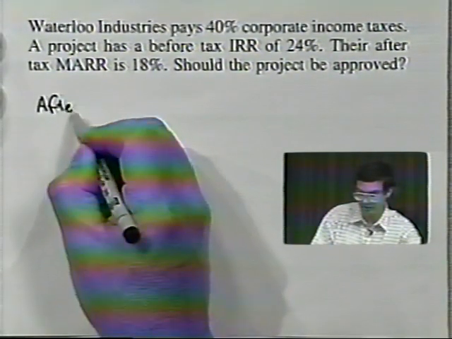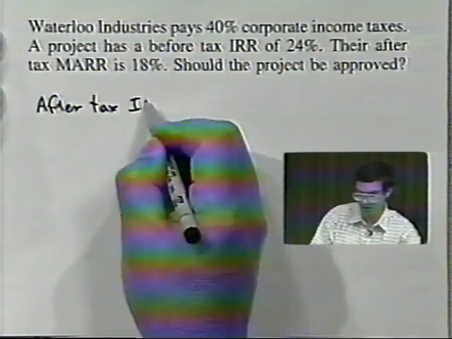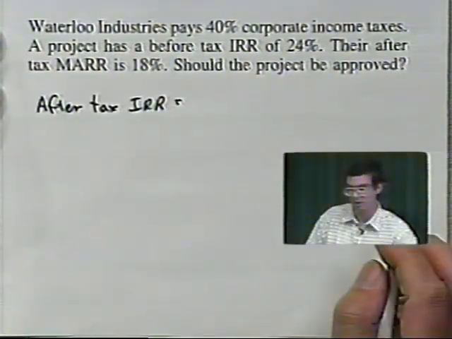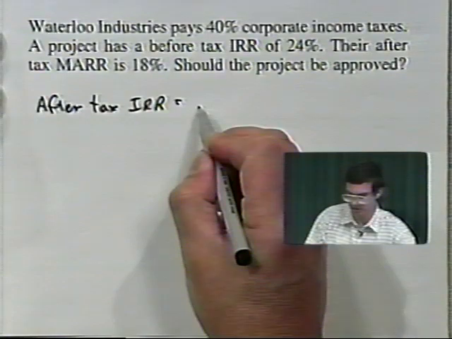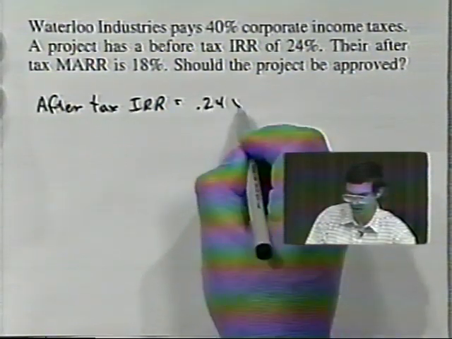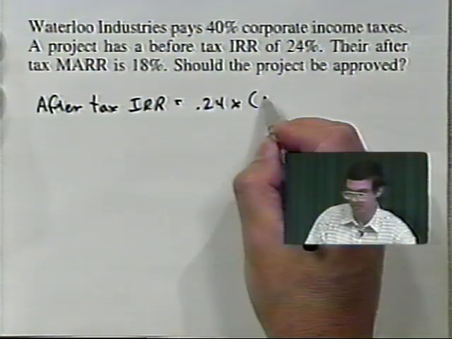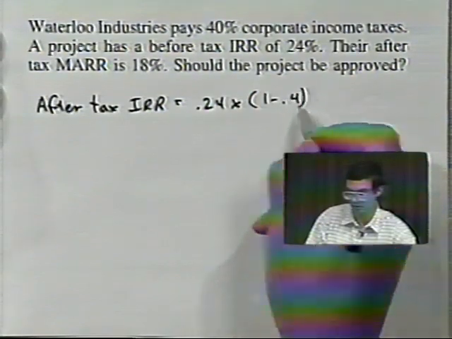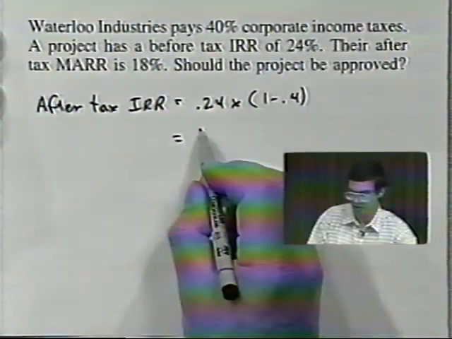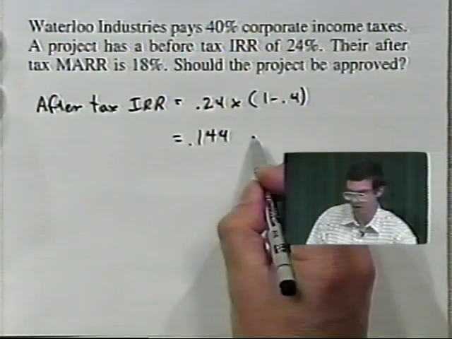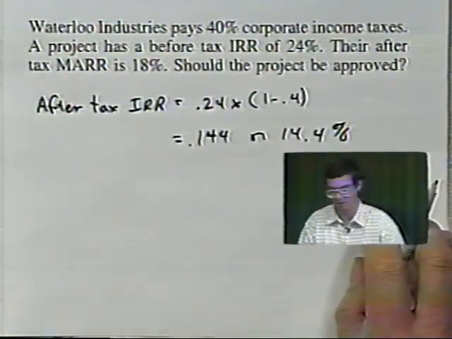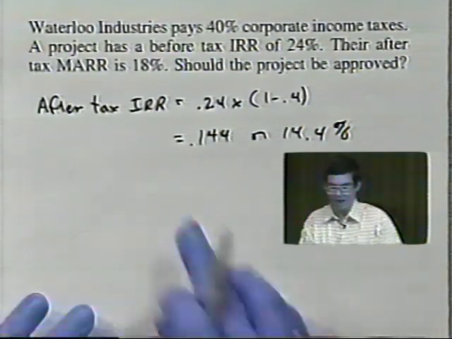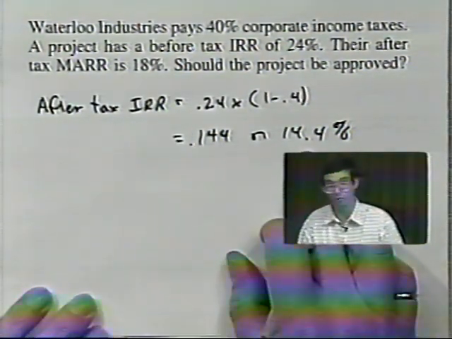So the after-tax internal rate of return is going to be equal to that before-tax internal rate of return of 24% times 1 minus the tax rate, 1 minus 0.4. And that works out to be 0.144 or 14.4%. So the after-tax internal rate of return is 14.4%.